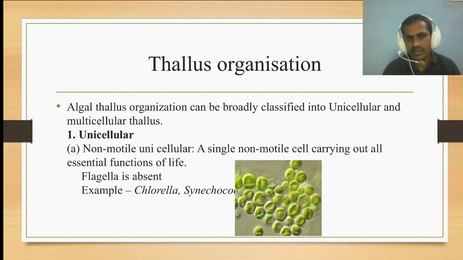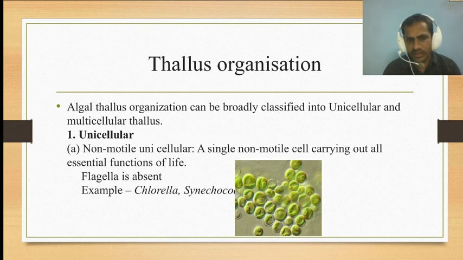Algal thallus organization can be broadly classified into unicellular and multicellular. Already I said it: thallus means the body does not differentiate into root, stem and leaves. We cannot say this is root, this is stem, this is leaf, because from top to bottom they look similar. So that is also called thallus. That's the reason we call them thallophyta divisions.